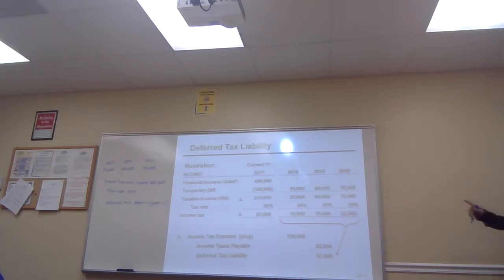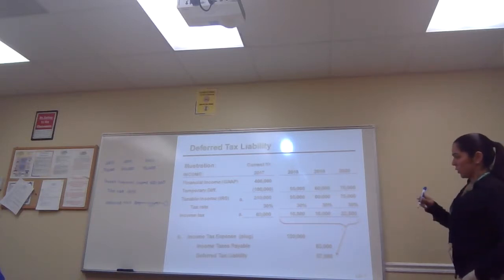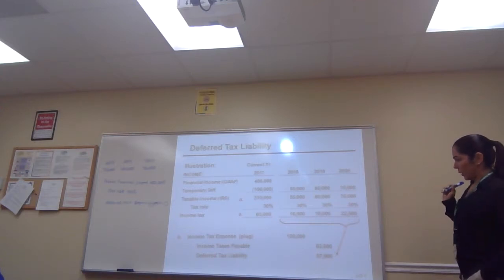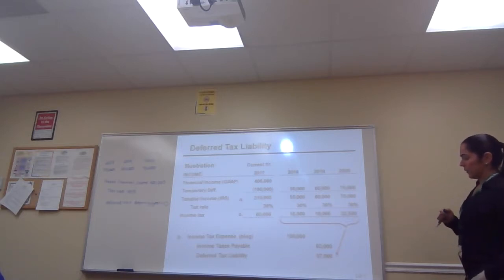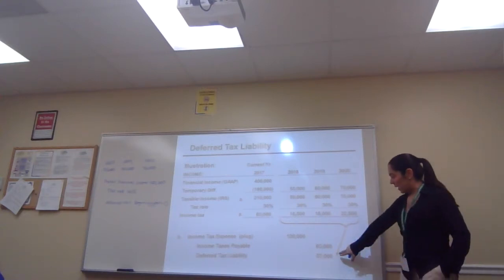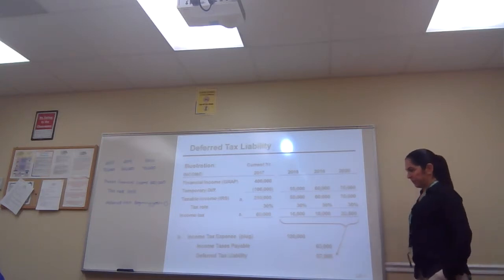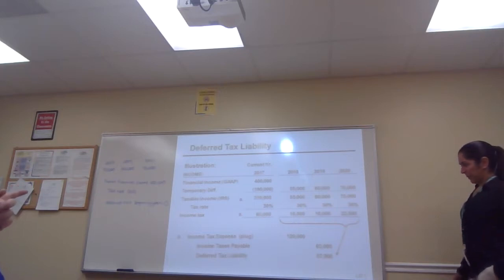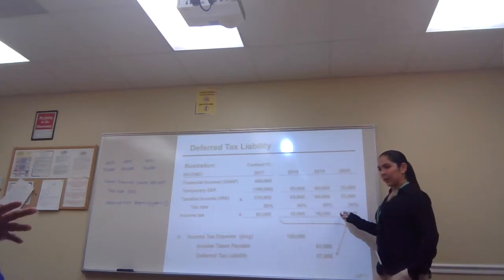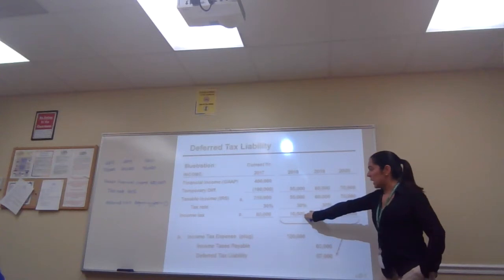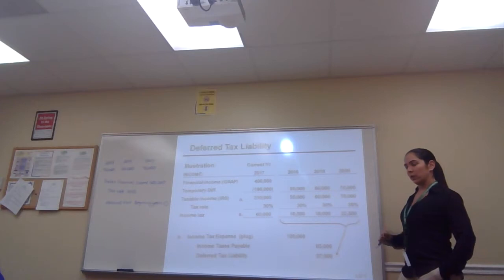So, your first year, you have your income tax expense of 120, where you're going to debit, and you're going to credit your income tax payable of 63,000, and you have your deferred tax liability of 57,000. So the 57,000 of taxes that you have to pay in the future is your deferred tax liability account. 57 is the sum of the 3 years of the future tax liabilities that you have to pay the IRS. So at some point in the future, you're going to send the IRS a check for 16,500, 18,000, and 22,500.